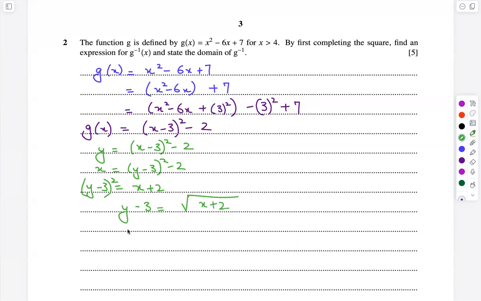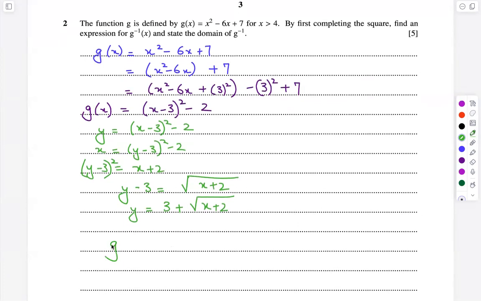And finally, taking 3 to the other side, we'll get y equals 3 plus or minus the square root of x plus 2. So we can write that the expression for g inverse of x will be equal to 3 plus the square root of x plus 2.